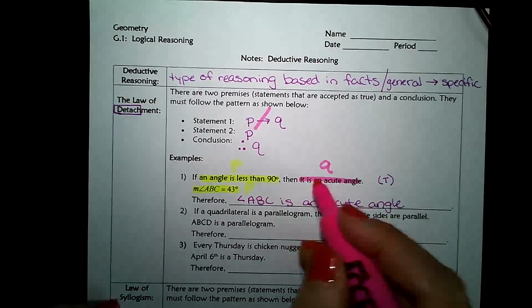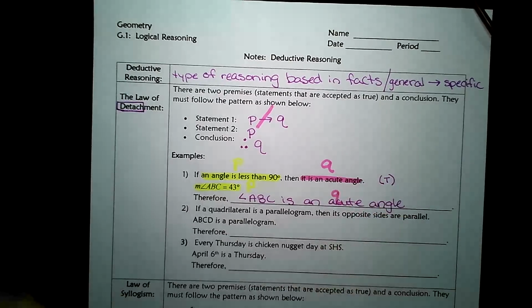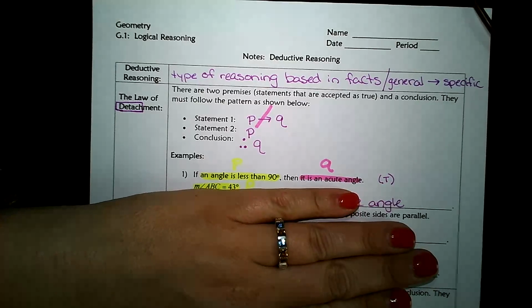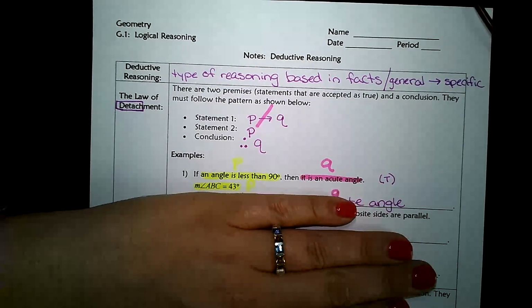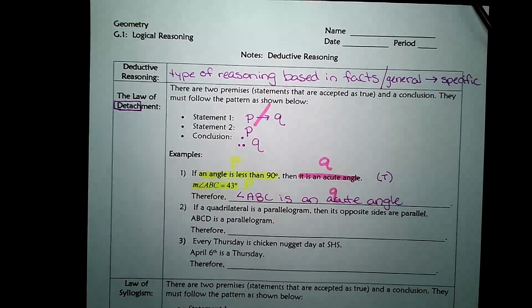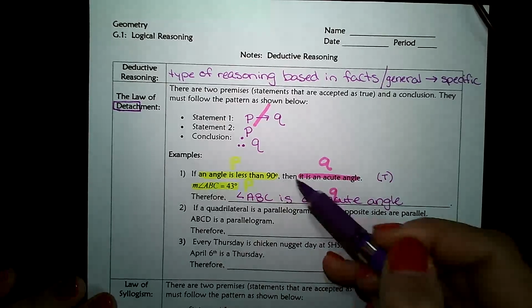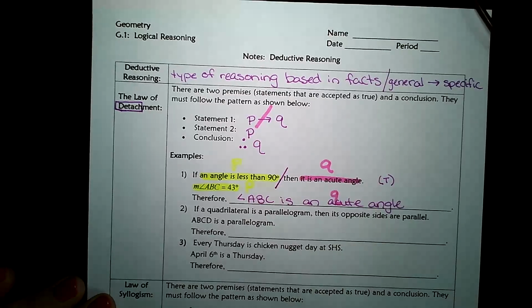Which is back to this Q idea. So let's look at that again. General statement: if an angle is less than 90, then that is an acute angle. That's our definition of an acute angle. Well, angle ABC was measured to be less than 90. Therefore, we know that angle ABC is an acute angle. We have taken this original statement and detached it right through the middle to form two other statements.